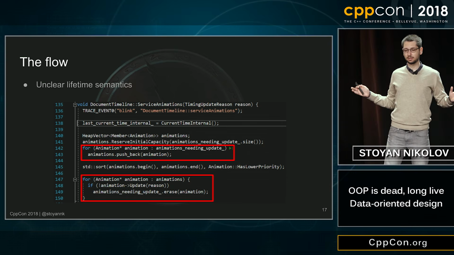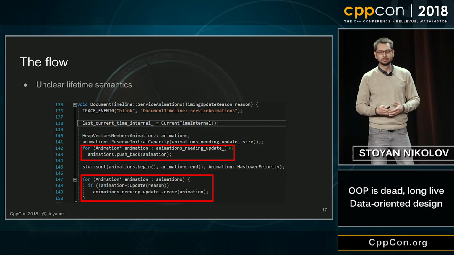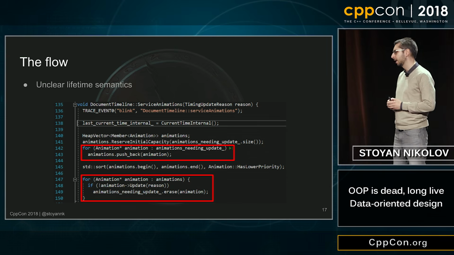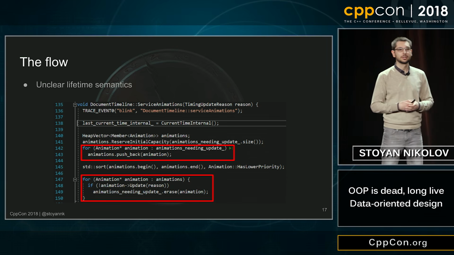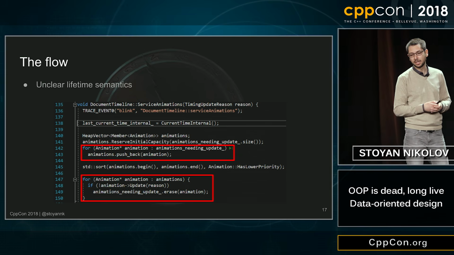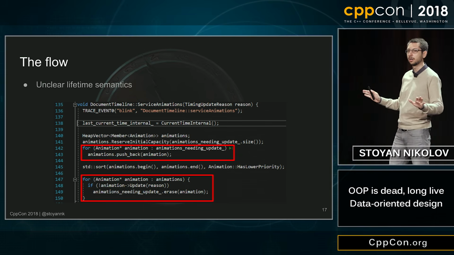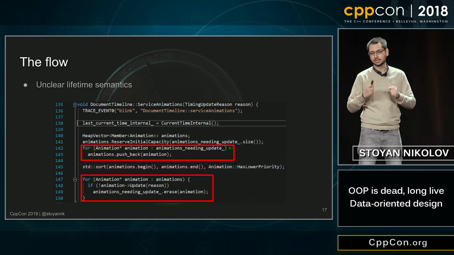as we would expect. There's a method called service animations. It takes the current time on the second line, and it calls update on every animation pointer that is in our collection. There is a collection of animations needing update. So clear so far. However, we already see some strange things happening.